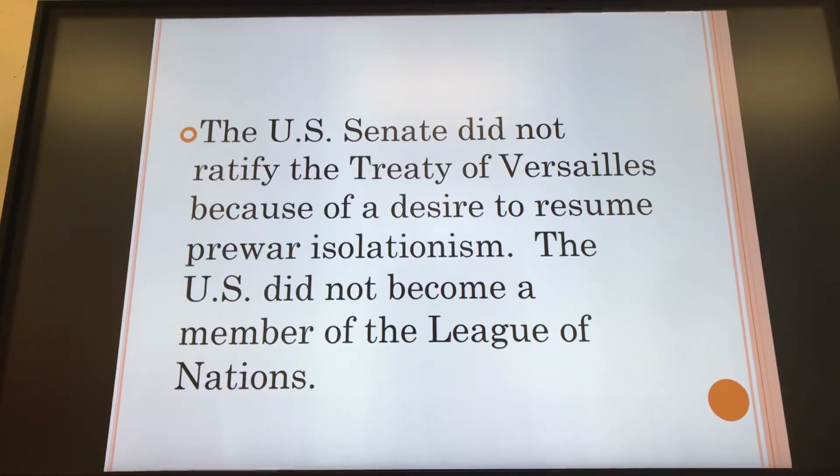And so what's going to happen is America doesn't join because we don't want to get drawn into another war. Another war will happen, and the irony is America will get drawn into that war as well, even though we try to stay out of it. So America will not ratify the Treaty of Versailles because we want to try to remain isolated. We do not want to get dragged back into any more European wars. So we do not join the League of Nations.